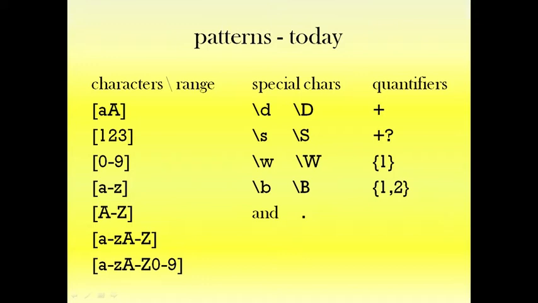And finally, there are a few quantifiers. We're not going to cover many today, but we are going to cover the plus symbol, the plus with a question mark after it, and numbers in curly brackets, either a single number or two numbers in these curly brackets. Quantifiers mean how many of something you want. So those are the patterns that we're going to look at today.